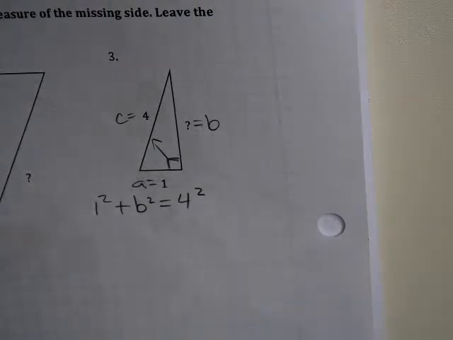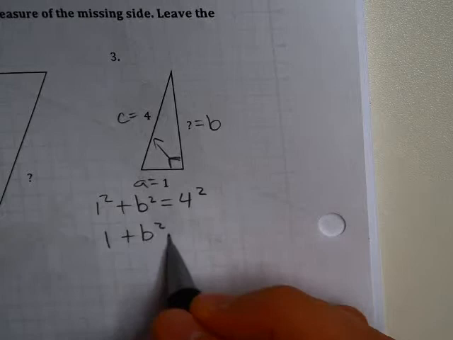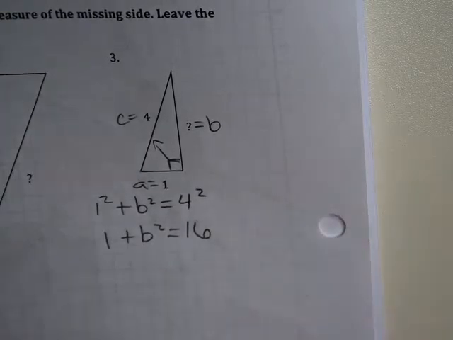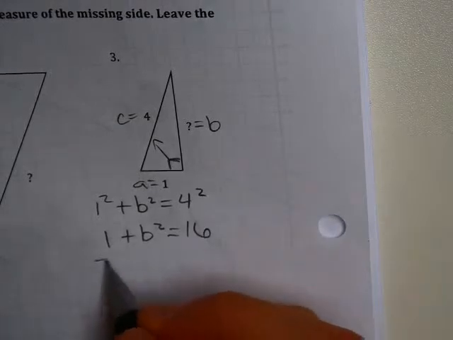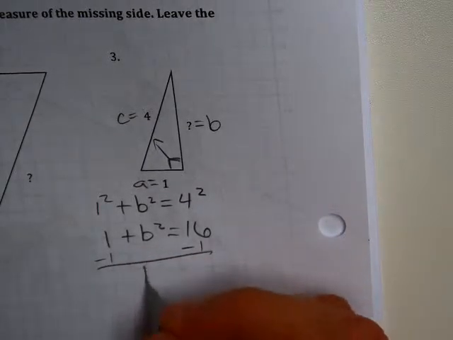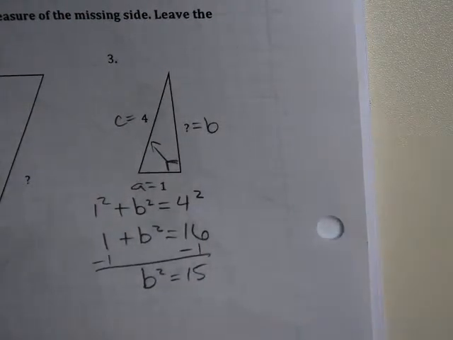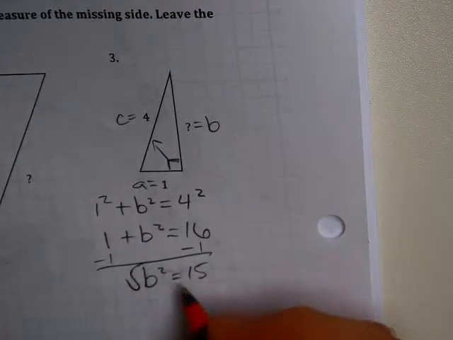Now, I square everything that I can. So 1 squared is just 1. And 4 squared is 16. And I solve the problem. I'm going to subtract 1 from both sides. So I get B squared equals 15. And what's the next step? Got to root it. Yeah, got to root it. Take the square root.